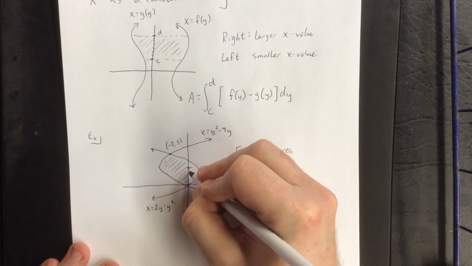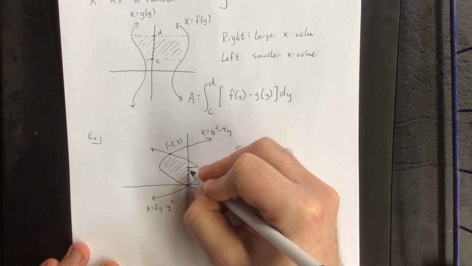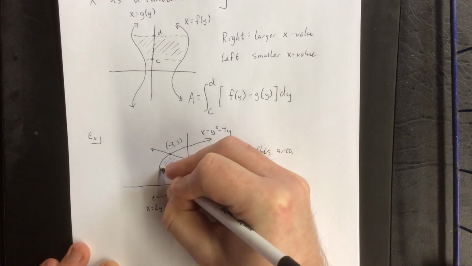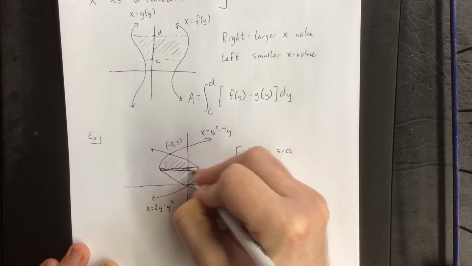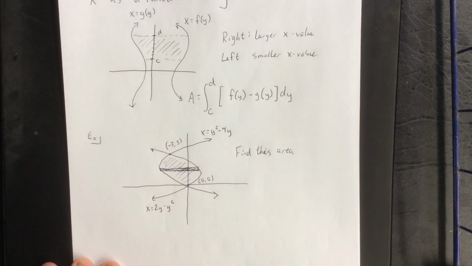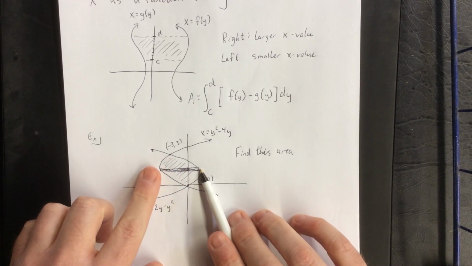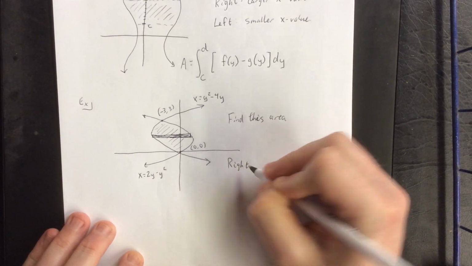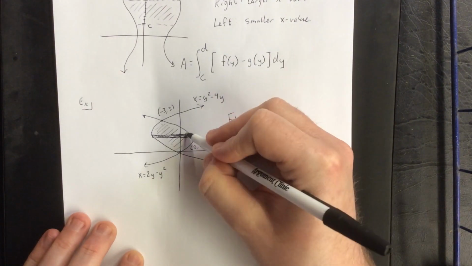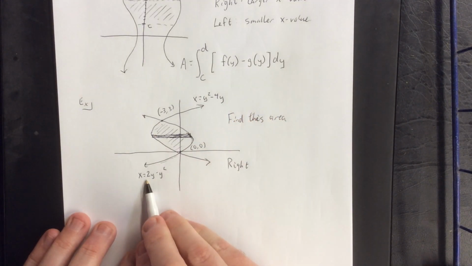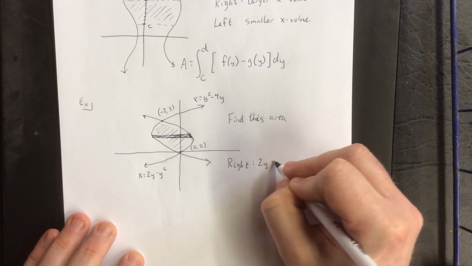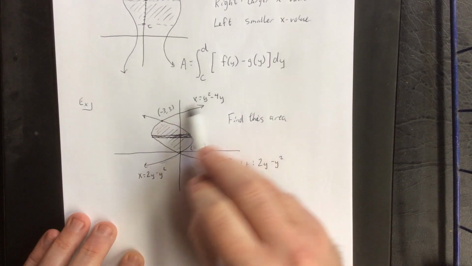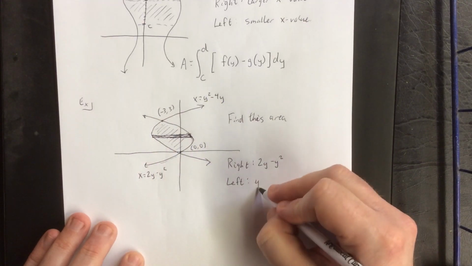Now, within this interval, we are going from left to right with our sample rectangle. So that'll look something like this. So to get the length of this rectangle, we're now going left to right. So the right function is going to be this function. This function is actually the parabola opening to the left. So that'll be 2y minus y squared. The left function is going to be the other function, the parabola opening to the right. That is y squared minus 4y.